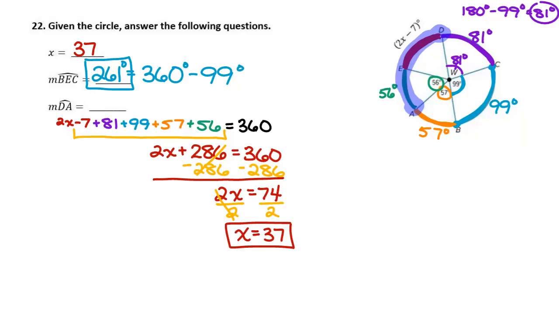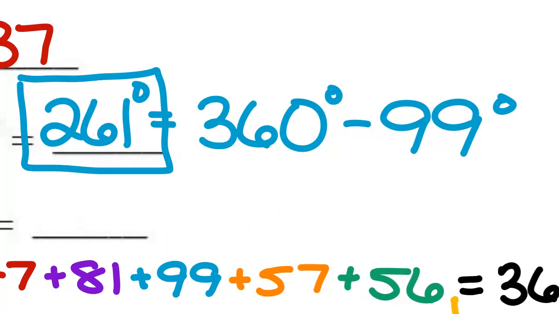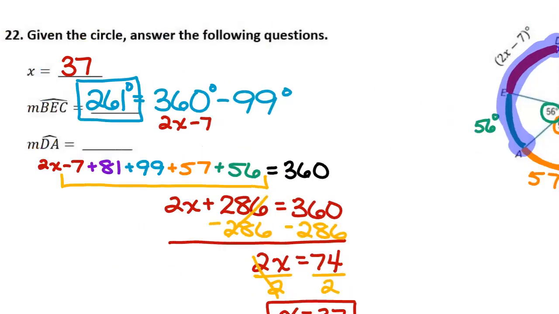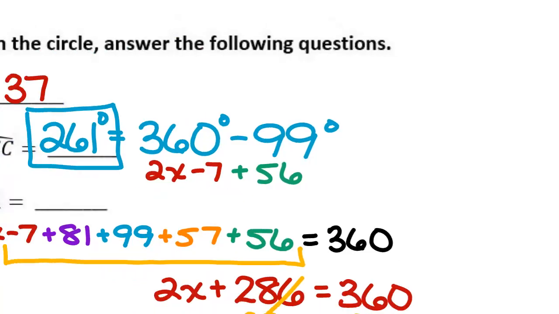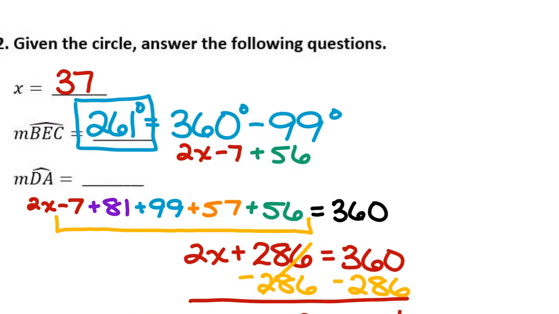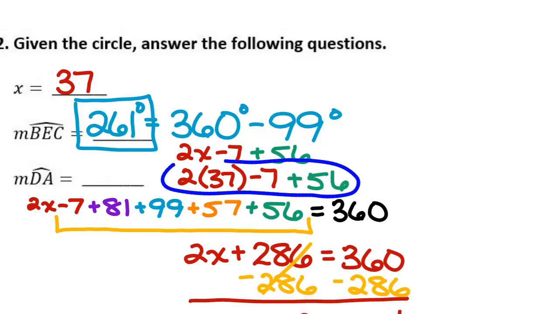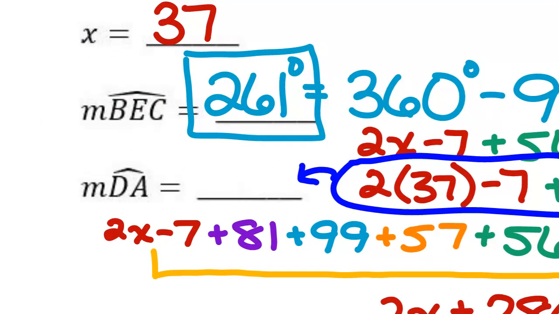Substitute it in. We're going to take it and substitute it in the place of X, so then we'll multiply 2 times the 37 minus 7. So we'd have 2x minus 7 plus 56. And then we substitute in for x. So 2 times 37 minus 7 plus 56. All of this right here to get this answer. What do we get? 123.